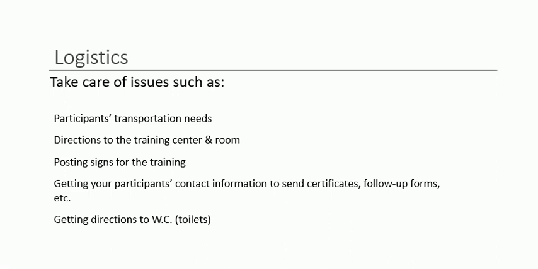If you are a trainer arranging the session in a private environment, then you have to arrange all those things, and your coordinators have to arrange them. If you are going to a certain organization to give the training, then it is the priority of those people to provide the logistics. They have to work on participation and transportation. They have to give directions to the training room. They have to post signs for the training if the campus is very big. They have to get your participants' contact information to send certificates and many other things. Basically, they have to work on all those things if you are going to give the training session at their location.